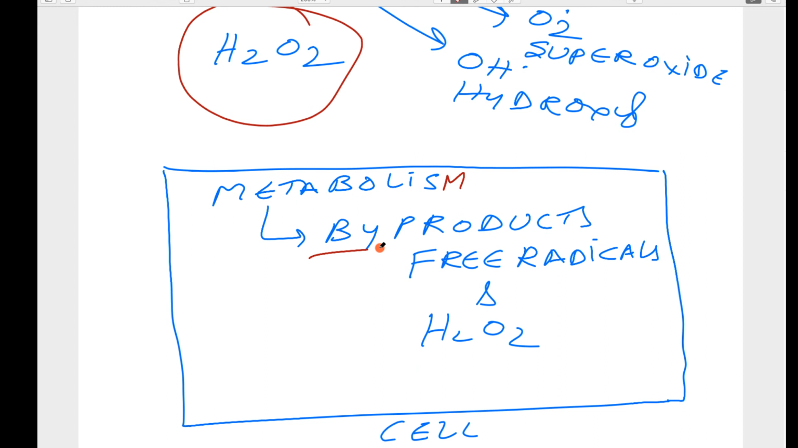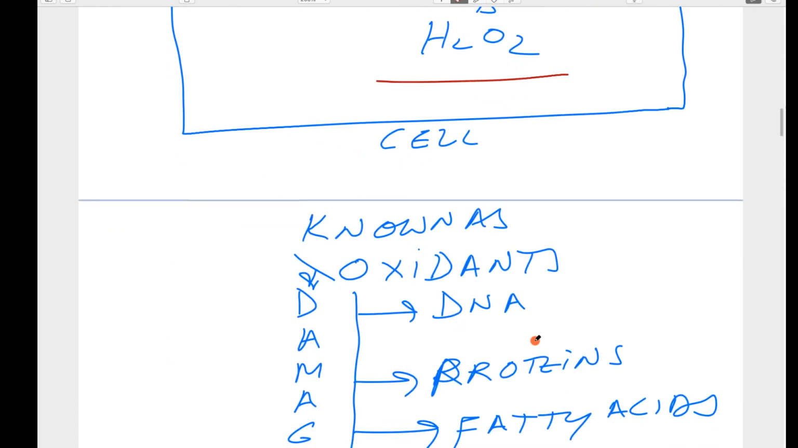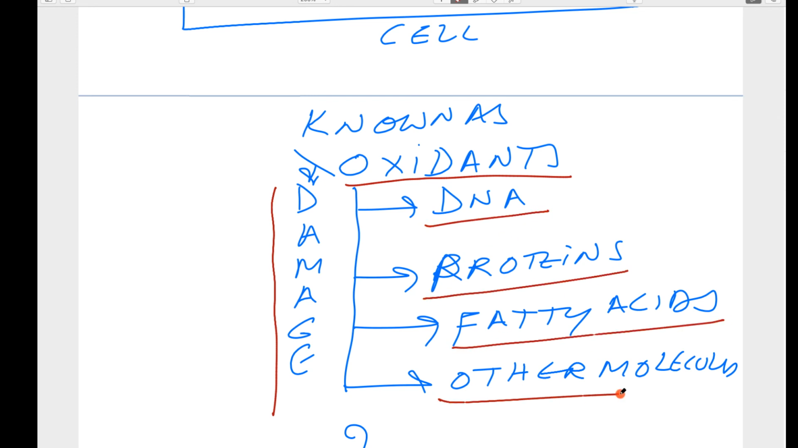Their byproducts are also released. Some of the byproducts are free radicals and H2O2. These can cause damage. They are known as oxidants, and they damage DNA, proteins, fatty acids and other molecules. We have studied DNA repair and DNA errors; one of the damaging agents is the free radical.